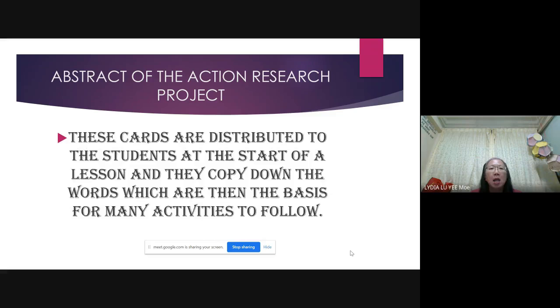So I made it 2-in-1, 2 functions. These cards can be used as traffic light cards, and also I have words written on the cards together with their meanings and an example sentence. And these are distributed to the students at the start of a lesson. They copy down the words into their special notebook, and this becomes the basis for many activities to follow.